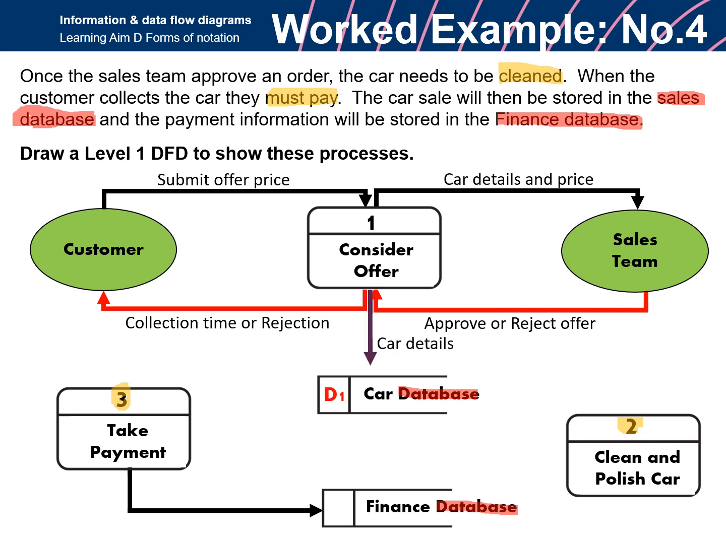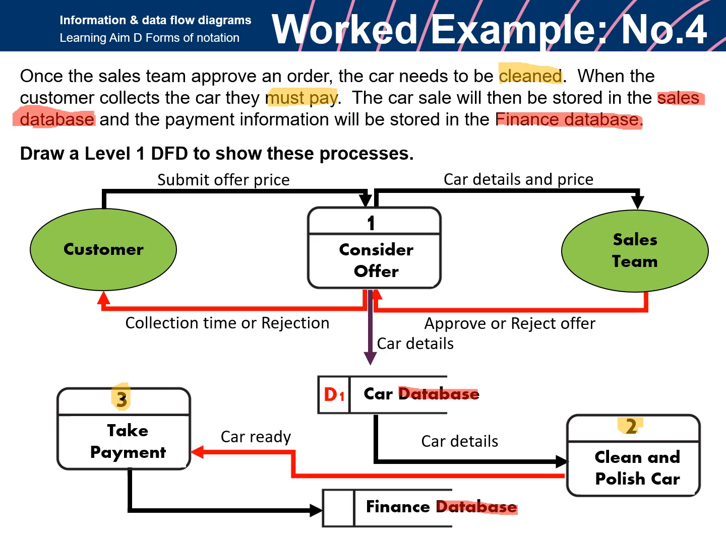So the offer's been accepted and the car is going to be sold in the car database. So I've said which car is being sold into my database. I've done that digitally, so it's automatically done by a computer, so D1, rather than manually in a book by a person, which would be M1. Once the car's been recorded as sold, the car details will be sent to the team for them to clean it, so they clean the correct car. Once cleaned in process 2, the customer will be told that the car is ready to collect and ready for payment to be taken in process number 3.